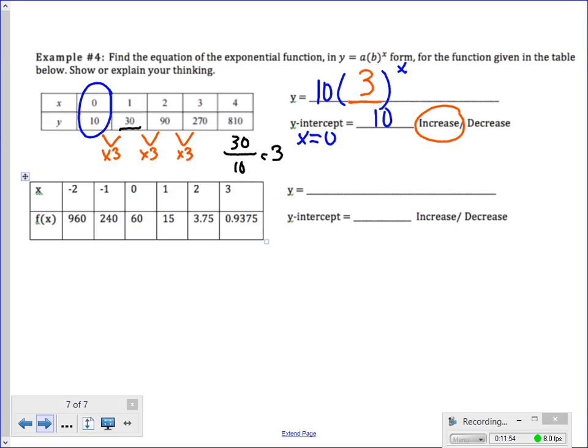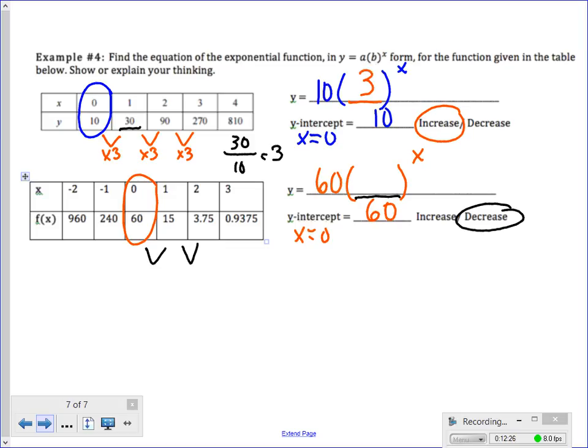All right, let's try this last one here. The y-intercept is where, again, x equals 0. So that y-intercept in this problem is 60. So my equation is going to have y equals 60 times some value to the x. When I look at my table, from 60 to 15, 15 to 3.75, I'm going down. So this is going to be a decrease, and I know that the blank I'm going to fill in here is going down. It's less than 1.